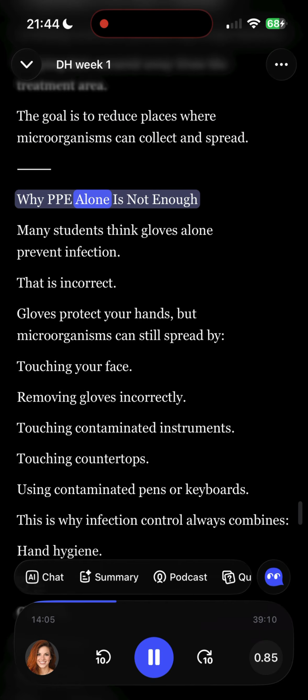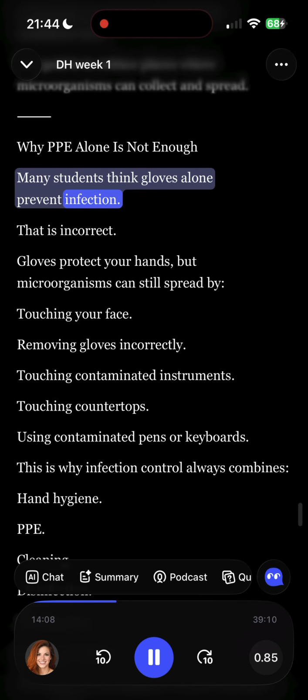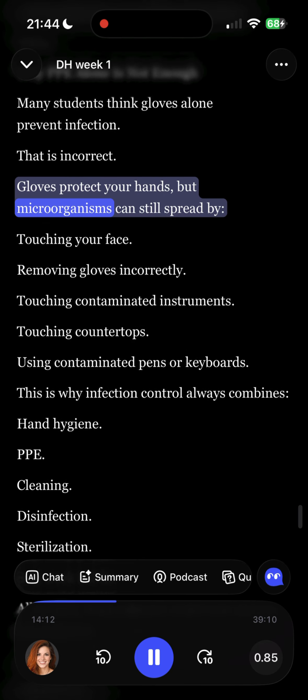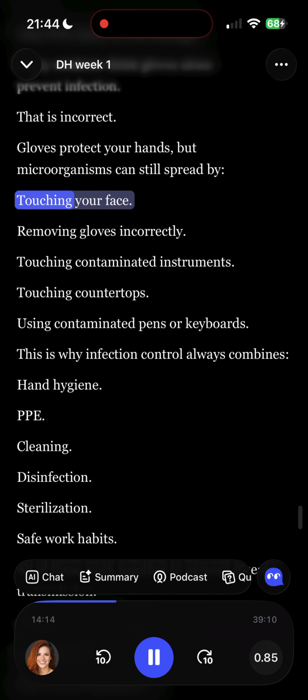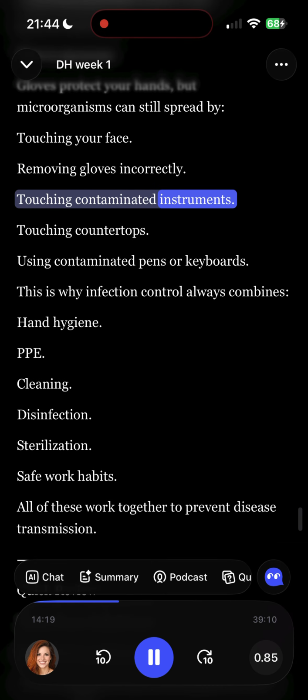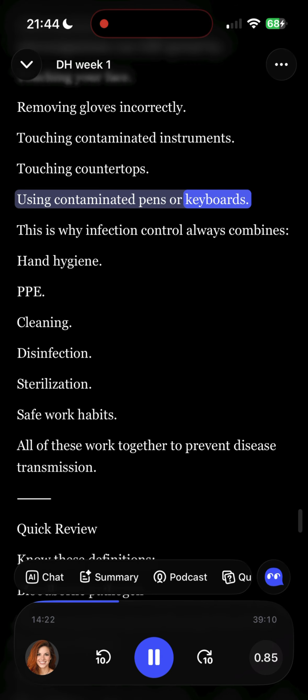Why PPE alone is not enough. Many students think gloves alone prevent infection. That is incorrect. Gloves protect your hands, but microorganisms can still spread by touching your face, removing gloves incorrectly, touching contaminated instruments, touching countertops, using contaminated pens or keyboards.